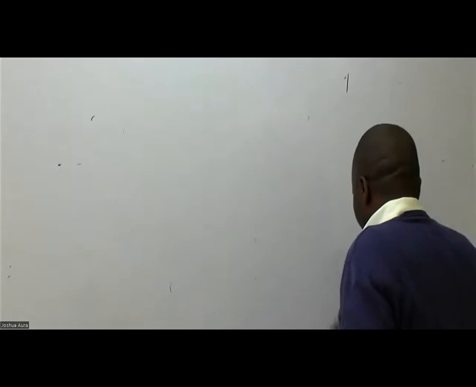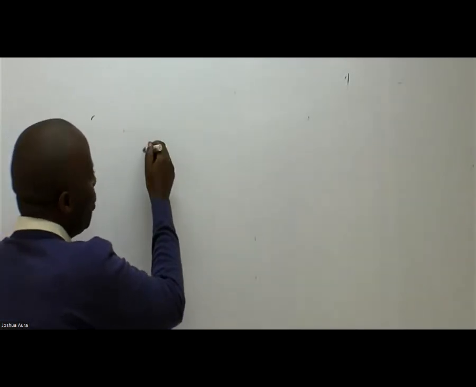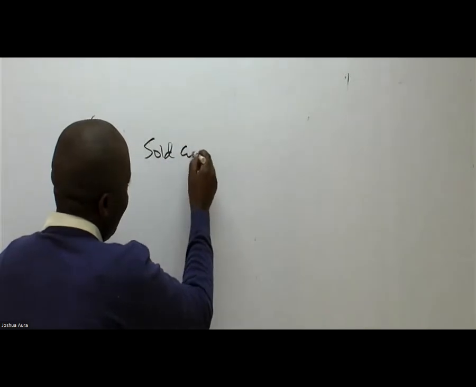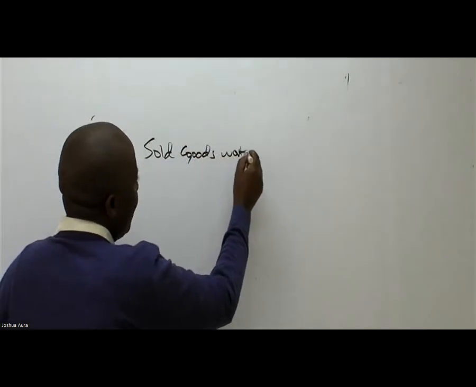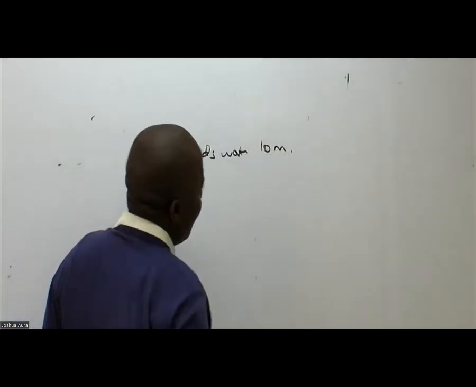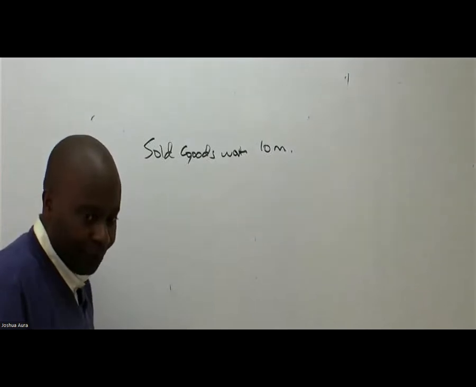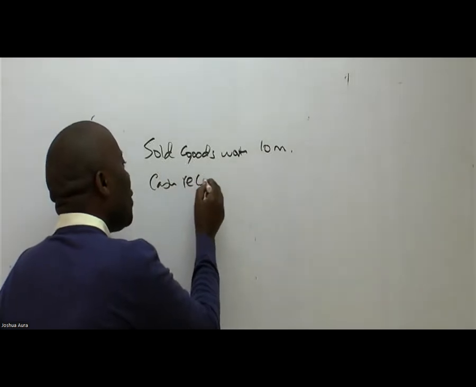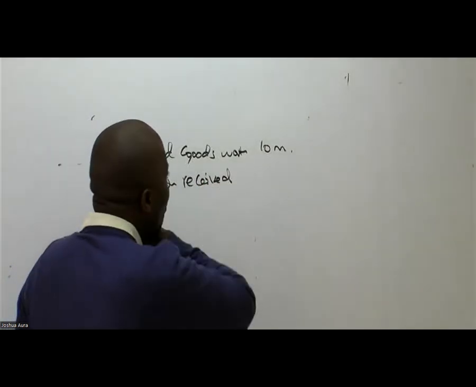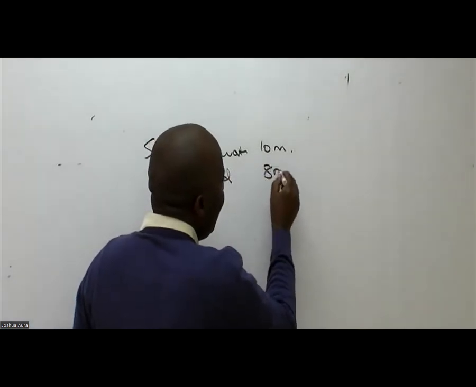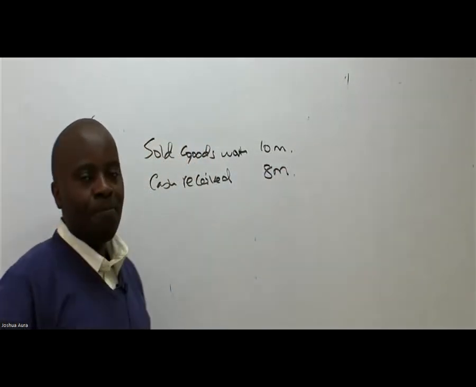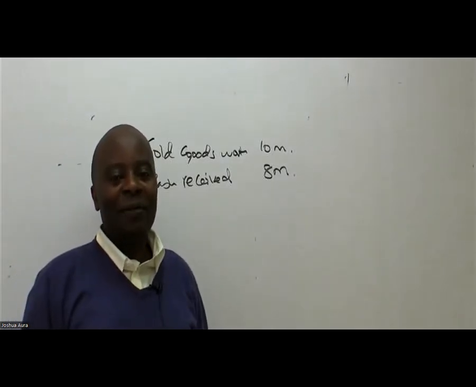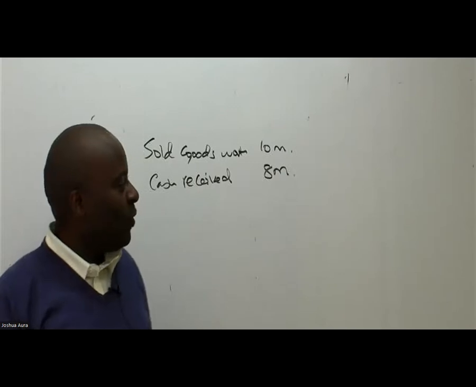So we had sold the goods. Goods worth how much here? 10 million in my company. So we sold goods worth 10 million Kenyan shillings in the whole year, right? But the cash received from the entire transaction was 8 million. Now, listen to me very carefully.